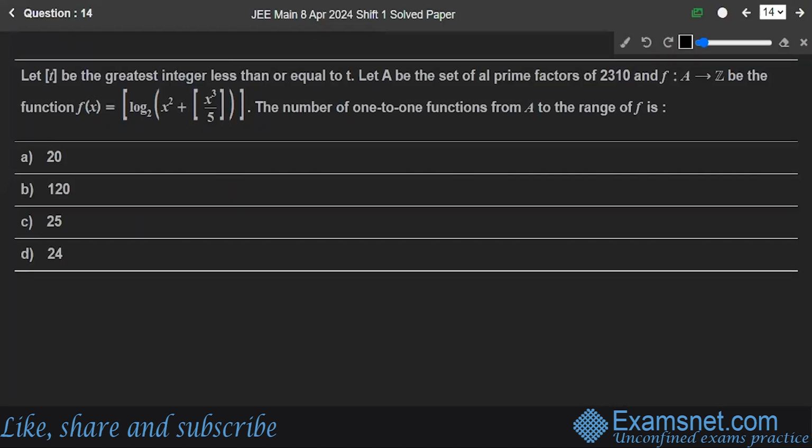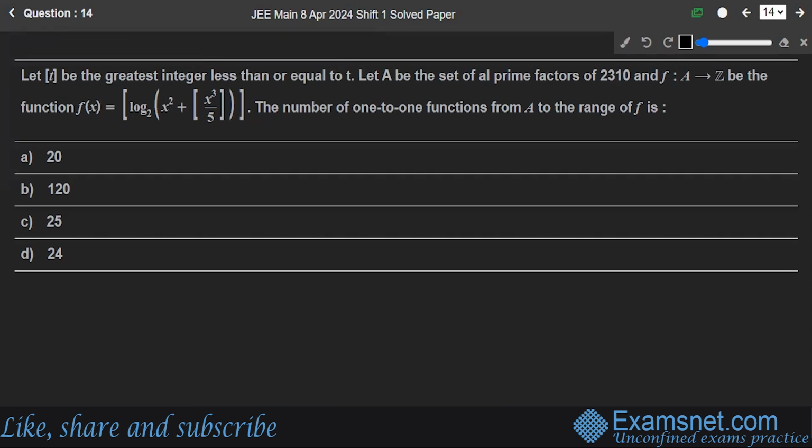Question number 14. Let t in the square brackets be the greatest integer less than or equal to t. Let A be the set of all prime factors of 2310, and f be a function from A to Z, given by f(x) is equal to this. Then the number of one-to-one functions from A to the range of f is.